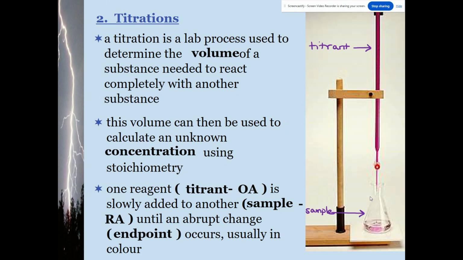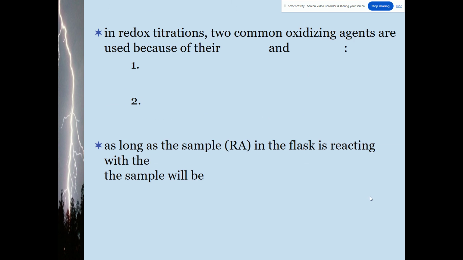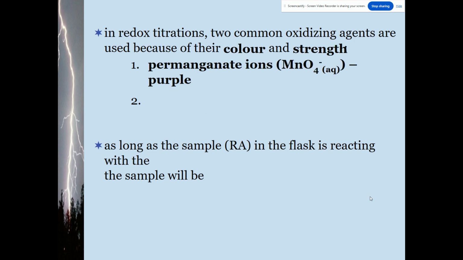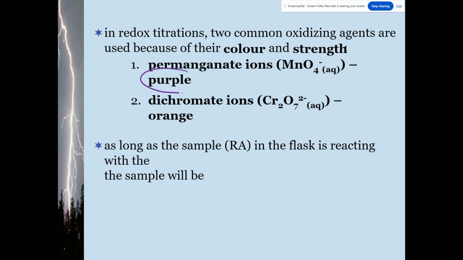This is not an acid-base titration, this is a redox titration. And so our indicator is actually the titrant itself. The two titrants that we use are either potassium permanganate or a source of dichromate ions. Permanganate ions because they're purple and dichromate ions because they're orange.